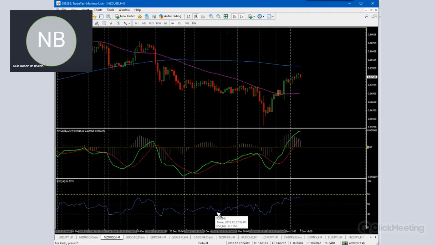Now remember, when we're trading, we're looking for trend direction. We want trend, we want strength, and we want momentum. So this is why these indicators have been put together to form a very simple and easy to use strategy.